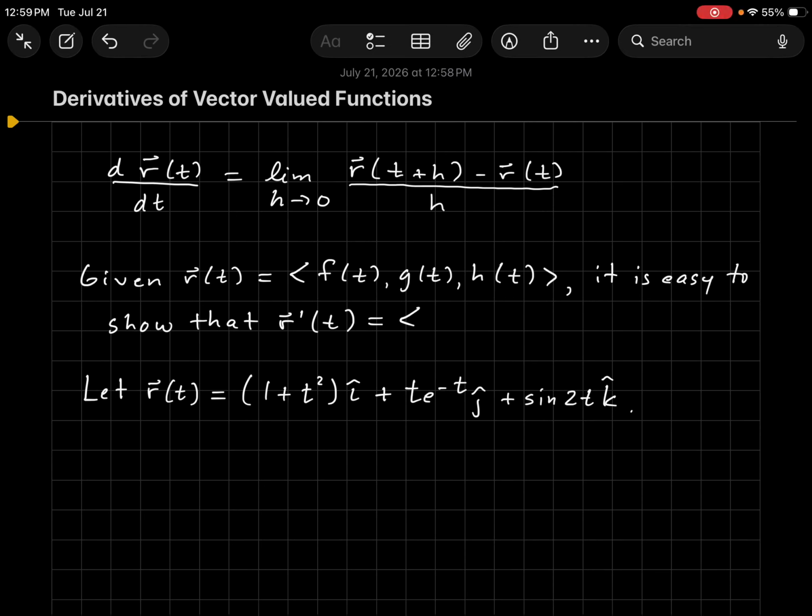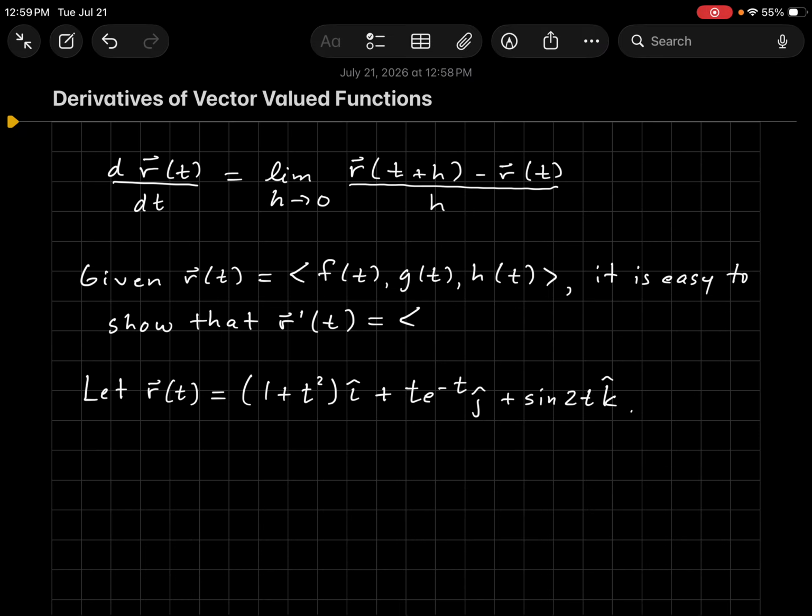Derivatives of vector-valued functions. Consider a vector-valued function r of t. Then the derivative of r, where r is a vector of t, with respect to t, is the limit as h goes to 0 of r of t plus h minus r of t over h.